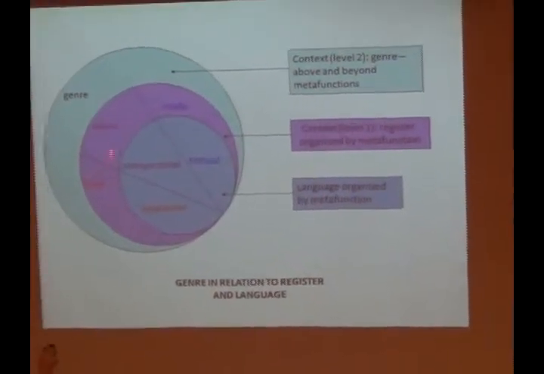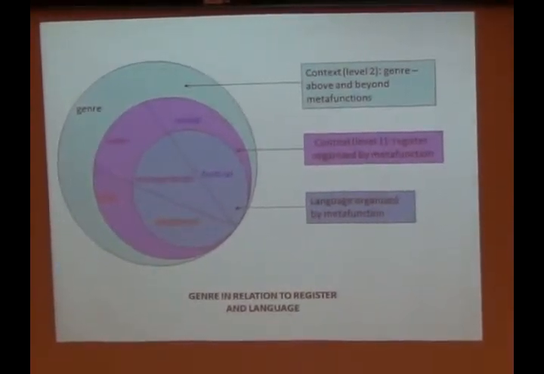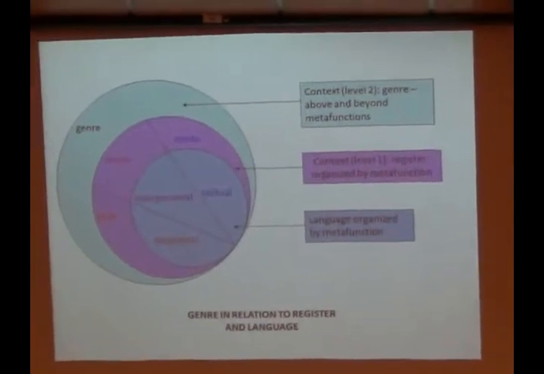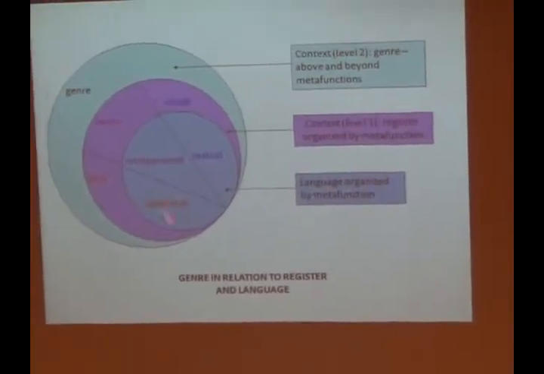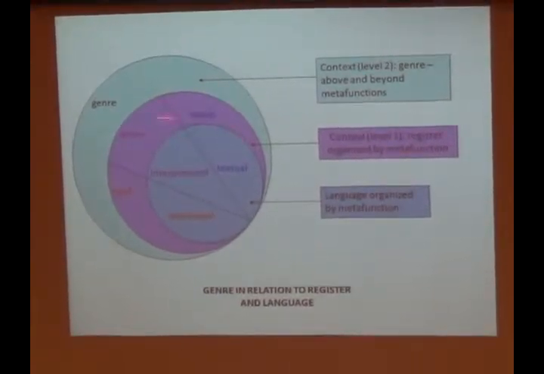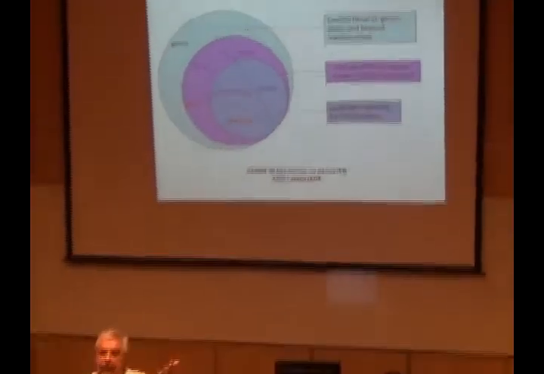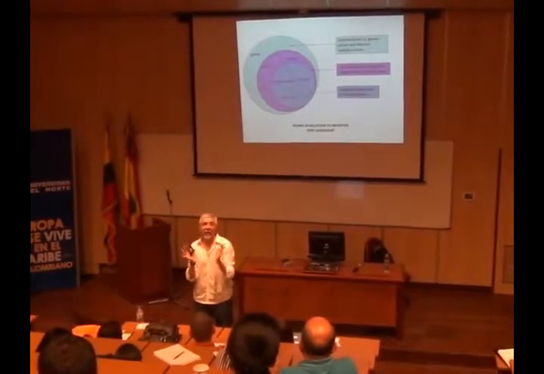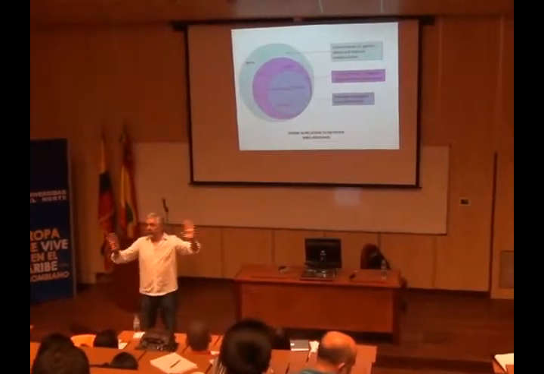Whereas you can completely predict field, tenor, and mode, you can't completely predict genre. There are ways of doing it, but you can't completely do it. That's why this line doesn't go along here. These three things don't get into genre, because genre is purpose in communication and structure, stages in the text. And that has nothing to do with field, tenor, and mode.